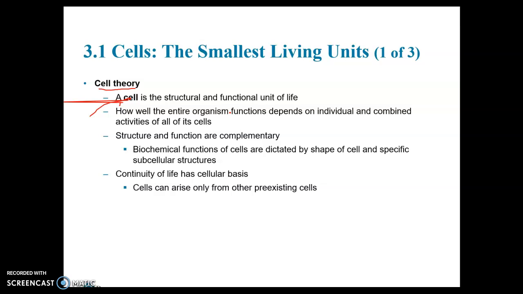So the biochemical functions of cells are dictated by the shape of the cell and specific structures within the cell, subcellular structures. And then the continuity of life has a cellular basis. You may have learned it this way if you learned the cell theory in the past in other classes. Cells can arise only from pre-existing cells. So the only way we can get a new cell is when an old cell divides.